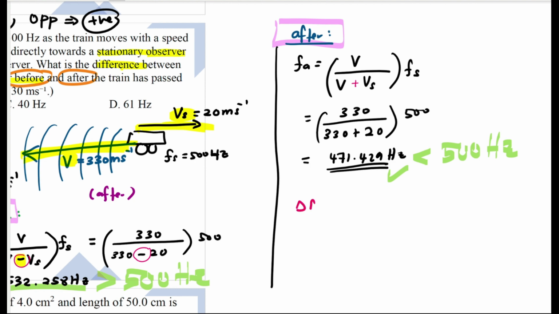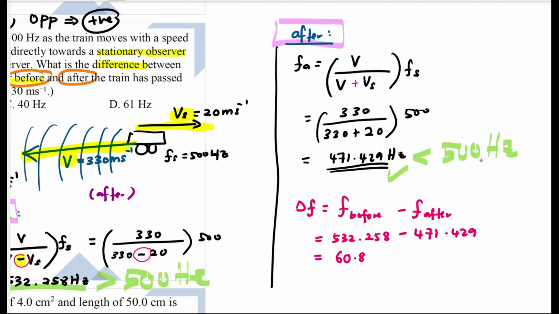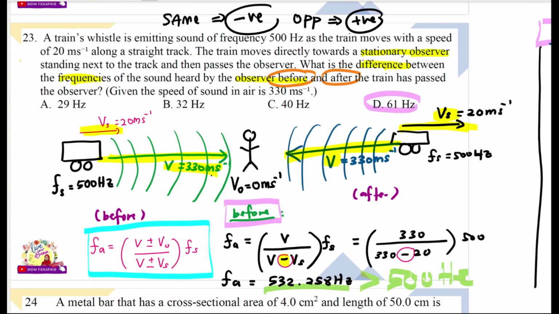So saya akan kira delta F is equal to F before minus F after. Okay. So masukkanlah nilai yang you dah kira tadi. Okay. Which is 532.258 minus 471.429. Okay. And the answer is 60.8 Hz. Okay. So jawapannya adalah D. Okay. Tengok balik soalan tadi. So the answer is D. Okay. Alright. Next, question 24.